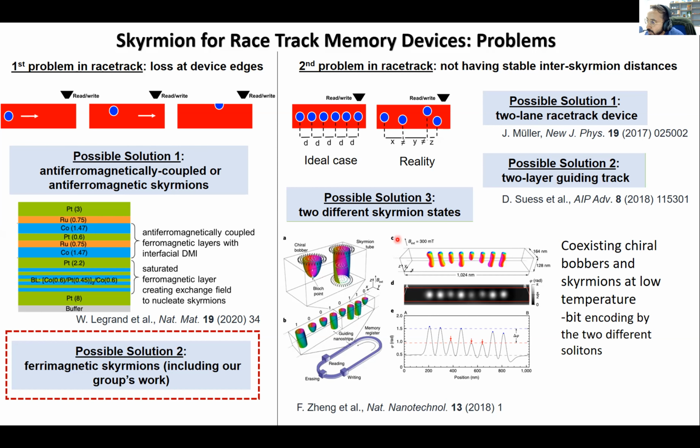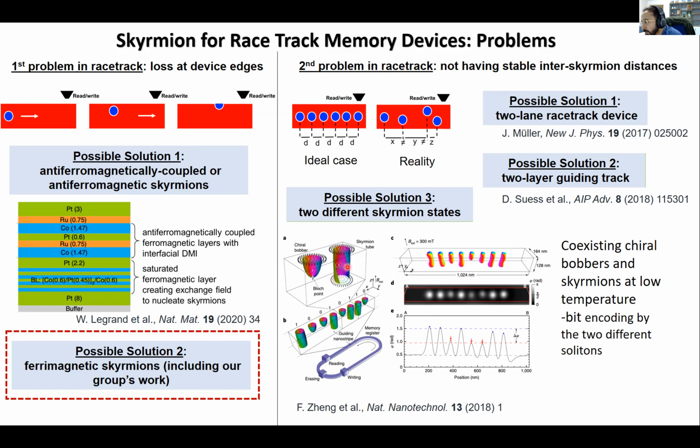So instead of having one skyrmionic state, which is difficult to use as different kinds of bits, you can have two different skyrmionic states in which one can be used as a 0 and the other as a 1, and therefore you will not need to take the absence of a skyrmion as another bit. In that case, the distance between the skyrmions will not be of big concern.